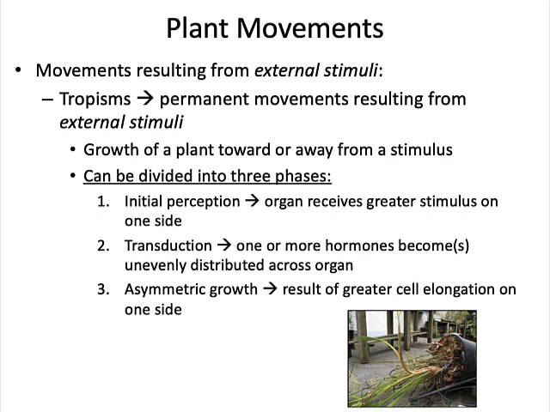And this growth can be divided into three phases. First is the initial perception, in which the organ receives a greater stimulus on one side than the other. Next is the transduction, in which one or more hormones becomes unevenly distributed across the organ. And finally, asymmetrical growth occurs, and this results in a greater cell elongation on one side of the plant organ.